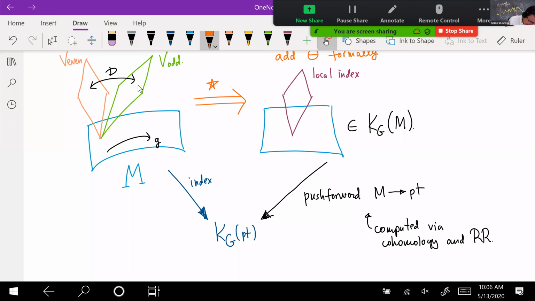This looks like something in K theory: you have two vector bundles here, so it looks like I can just take the difference between V even and V odd. But that is not right, because this map D is a differential operator. In particular, this map is not linear over functions on M.